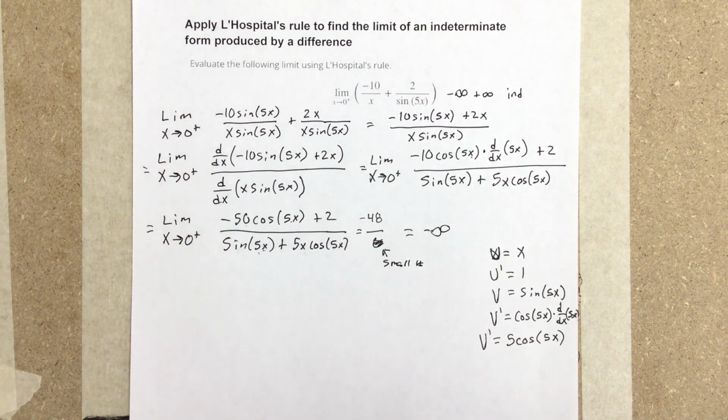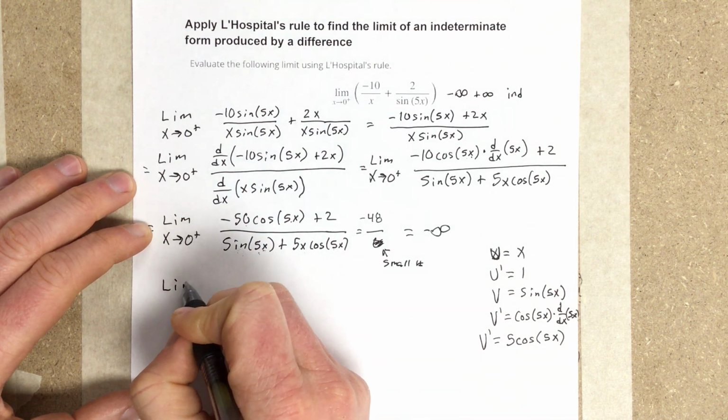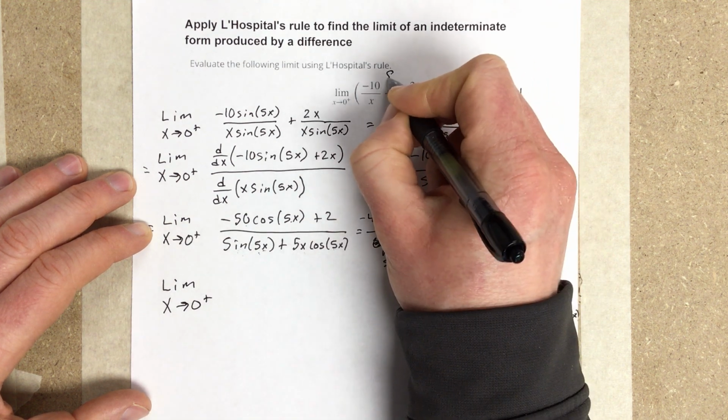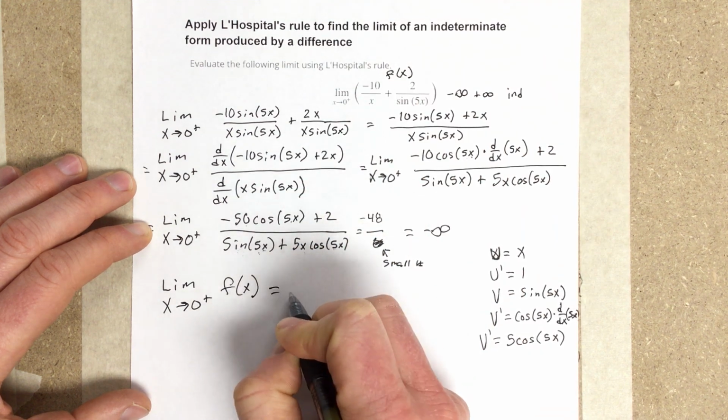So I can say that the limit as x approaches 0 from the right of my function f of x is equal to negative infinity.